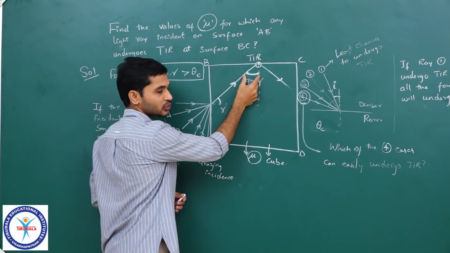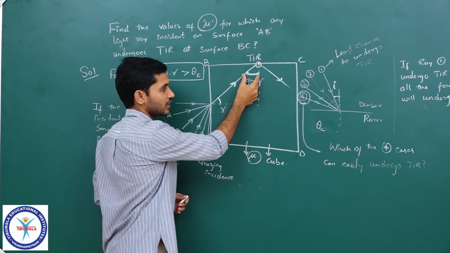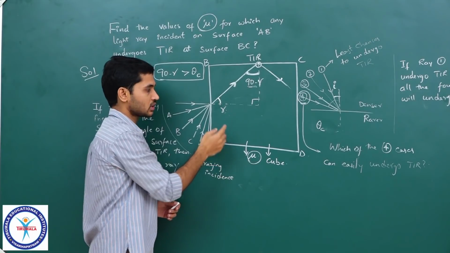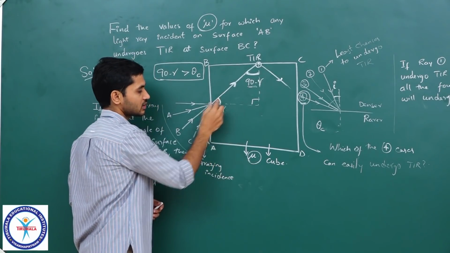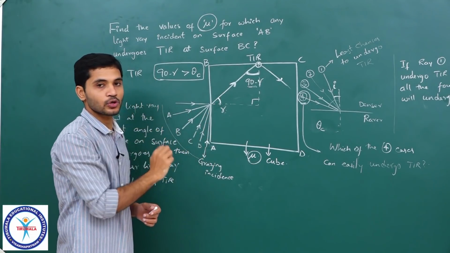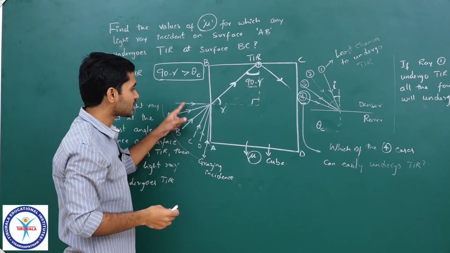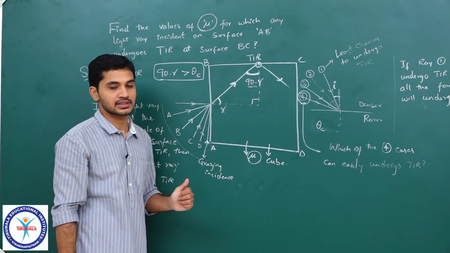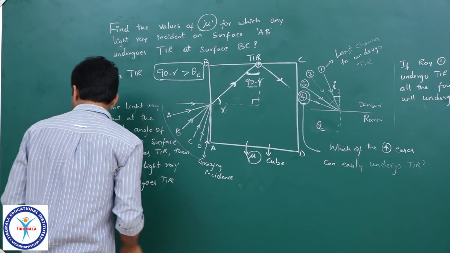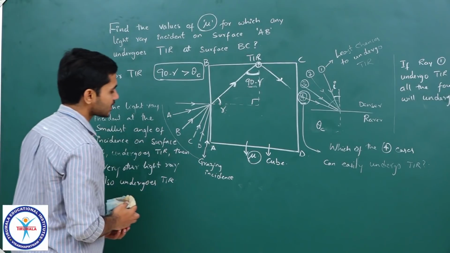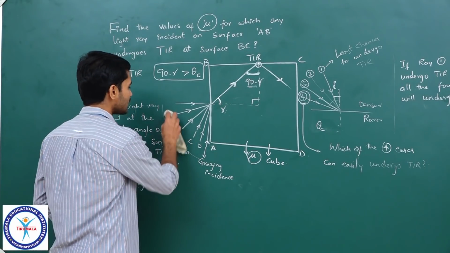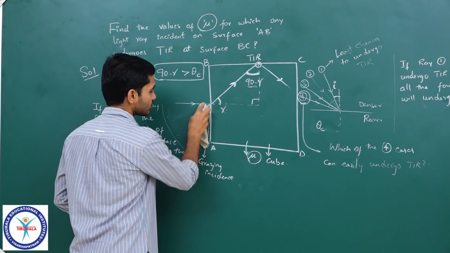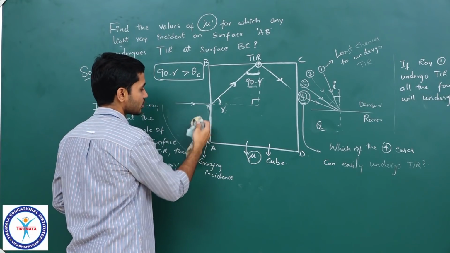We need to look for the smallest angle here. If the angle here is small, the angle here has to be large, and if the angle here is larger, it means the angle of incidence should also be larger. And what is the largest possible angle of incidence? Grazing incidence. Is that clear? So, I'll erase all the other light rays and I'll just consider only the grazing incidence light ray. So, that is what we are going to write the condition for.